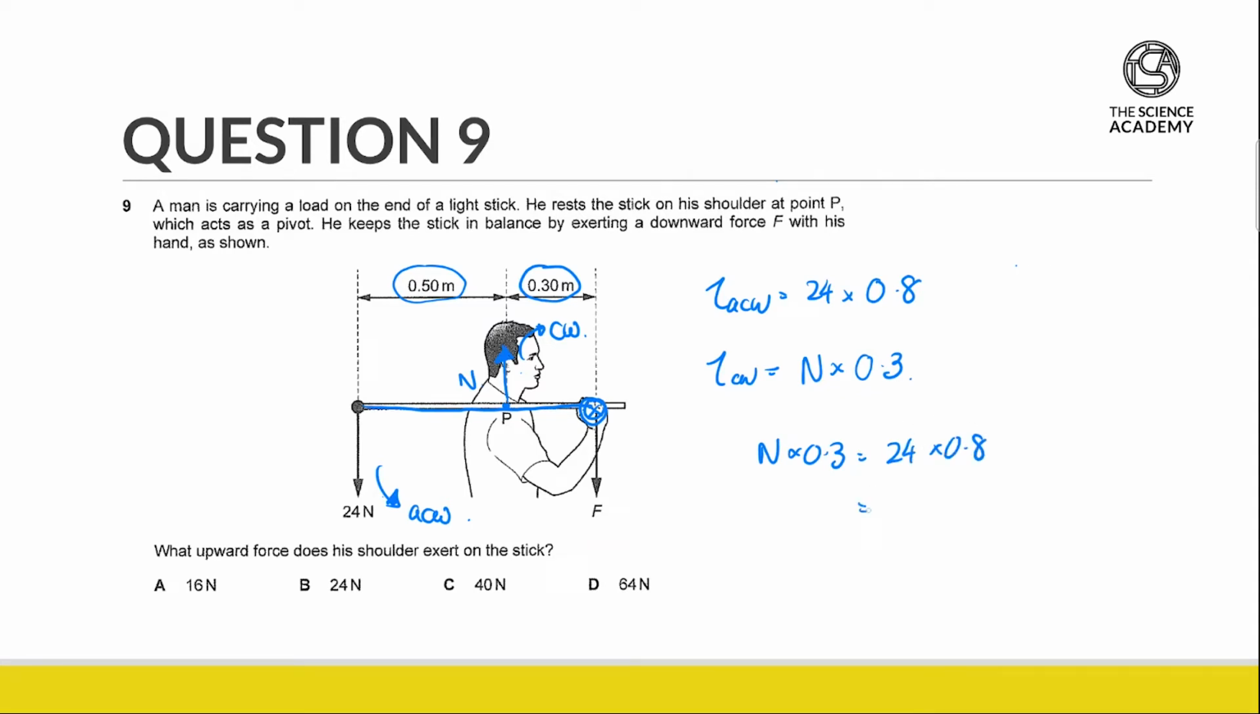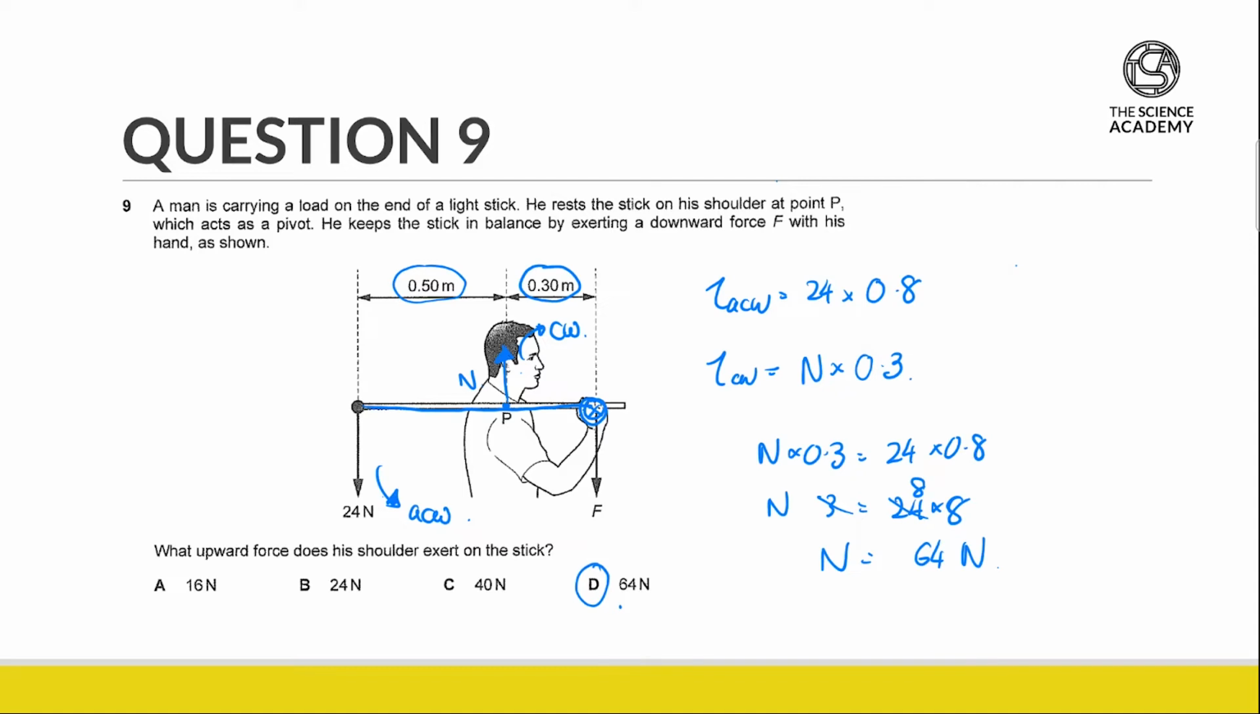We can therefore make our cancellations. We have N times 3 equals 24 times 8, and we make our cancellation. This means that N is going to be 64 newtons, which is D.